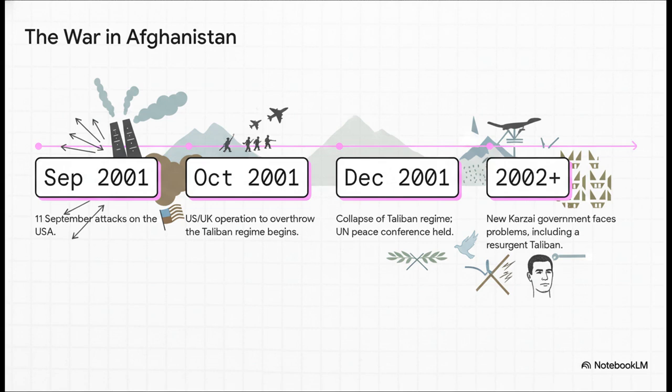The U.S. tracked al-Qaeda to Afghanistan, where they were being protected by the government there, the Taliban regime. The military response was incredibly fast.